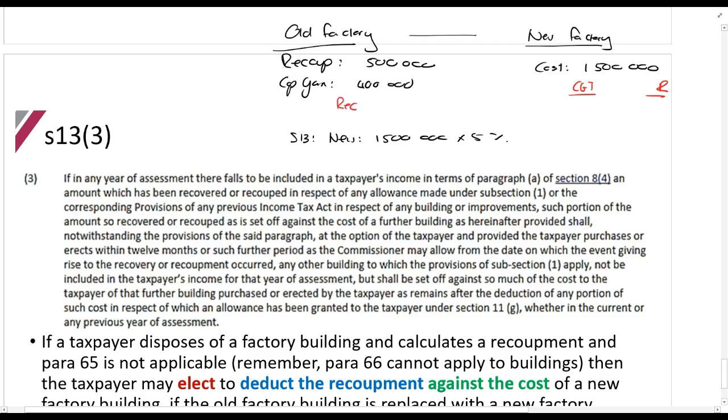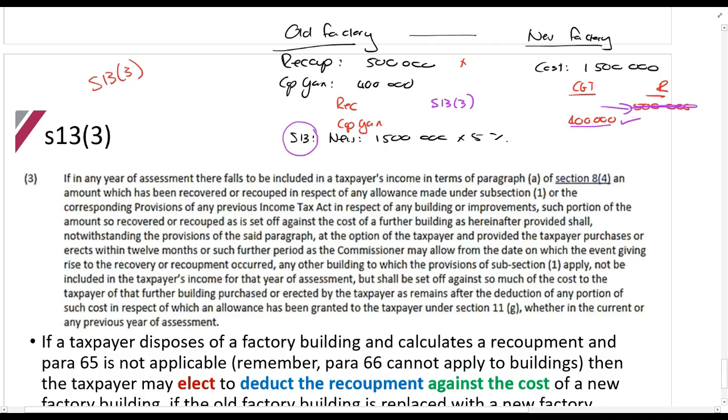Now, if I have my rands column and my CGT column here, usually I would say recoupment 500,000, so selling the old factory, and my capital gain of 400,000 would go into my CGT column. If I now apply section 13.3, what happens is the following. This recoupment over here, section 13.3 will apply, and I will not include the recoupment in my rands column. The capital gain still will be included because section 13.3 does not apply to capital gains.